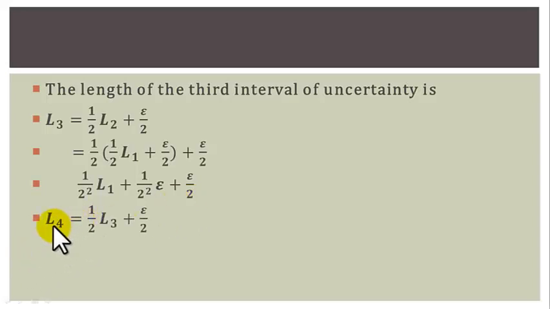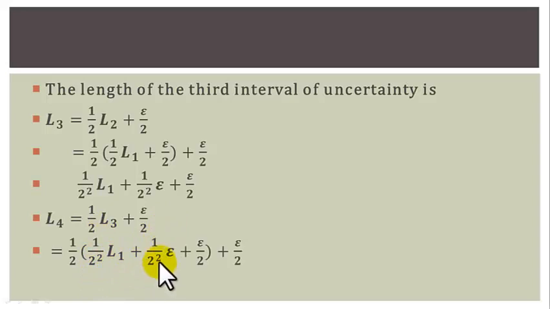Similarly, we can obtain the expression for L4 to be half L3 plus epsilon all over 2. Now substituting for L3, L4 will give us 1 all over 2 into 1 all over 2 to power 2 L1 plus 1 all over 2 to power 2 epsilon plus epsilon all over 2, then plus this epsilon all over 2.